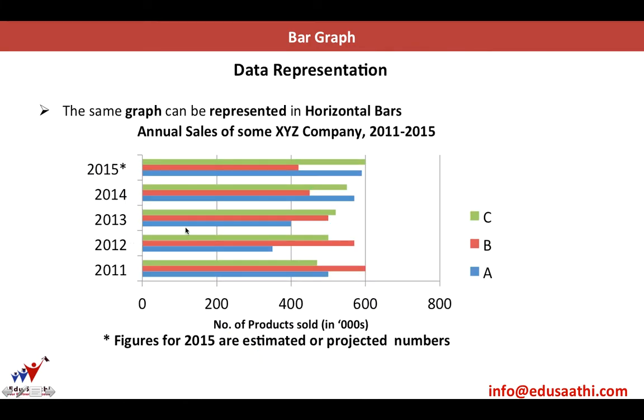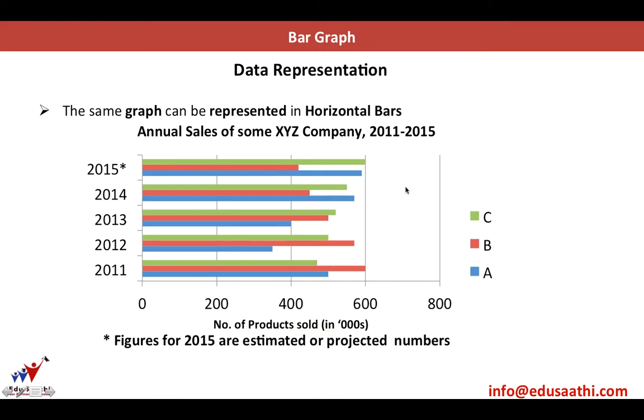Now the same data can also be shown using horizontal bars. So in this case, the y-axis becomes the years, which was the x-axis earlier, and the x-axis becomes the number of products sold. So this is also easy to decode. For example, I want to find out how many units of product B were sold in the year, let's say 2012. So in 2012, I have B here, and this is the line. This again points out to somewhere near 580,000. This is simple. So either we can have vertical bars or horizontal bars.